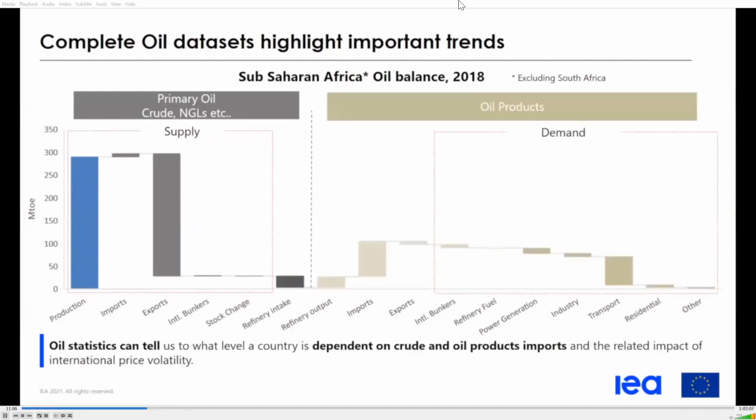And then if we have a look at the oil products, we can see that the countries are mostly dependent on the importations of the secondary oil products to provide for the demand of the population, mostly for transportation here. As I told you, the refining capacity does not cover the regional demands. Hence, the reliance on imports that we can immediately see with our statistics.